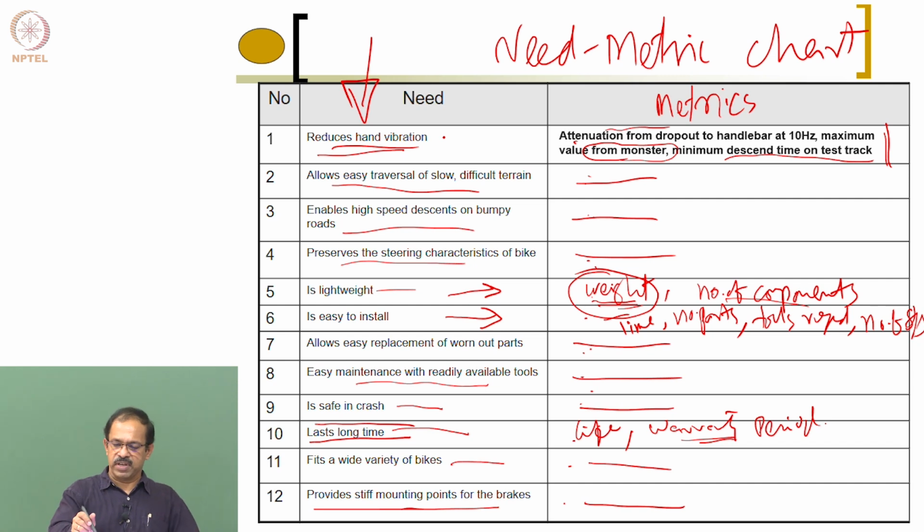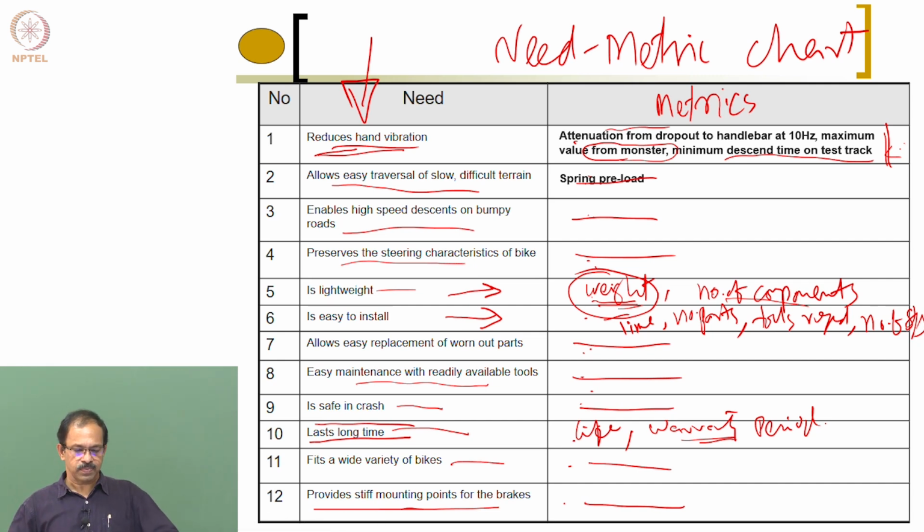And if you identify some values for this, then you can say that if the descent time is less than a particular value, the hand vibration is reduced. Or if attenuation is this much, then the hand vibration is reduced. This is how you convert each of these subjective needs into the design specification or the metrics.